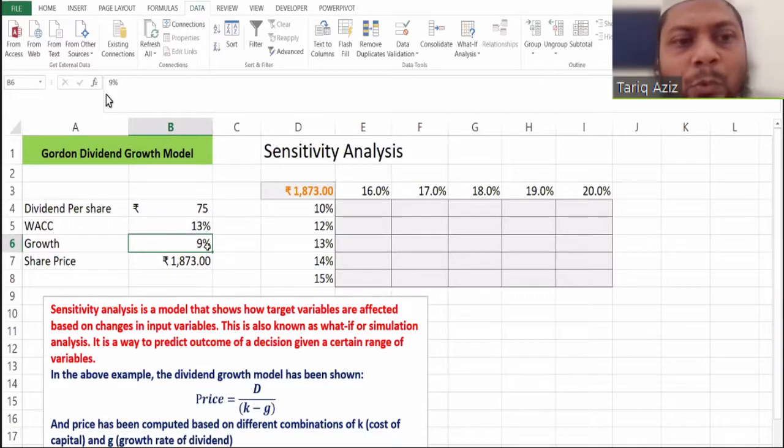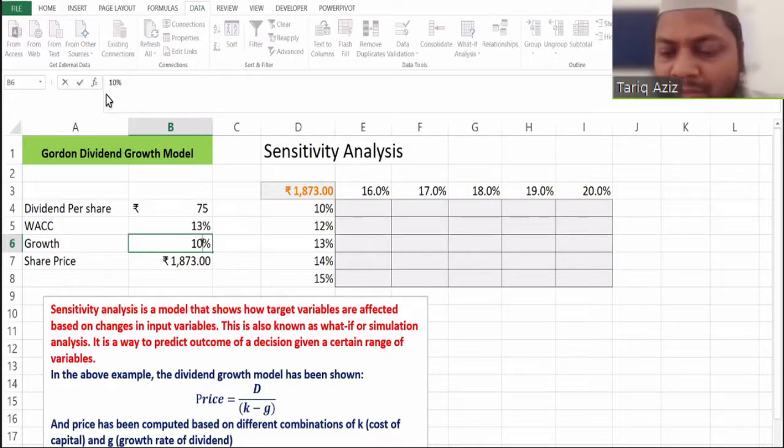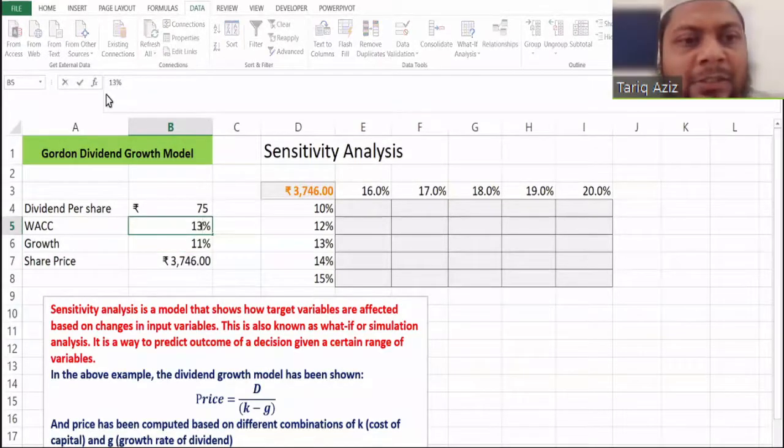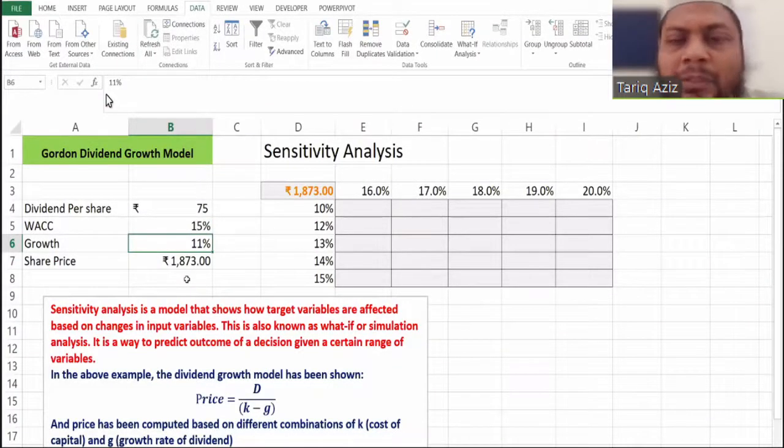If we change the growth rate from 9 to 10 or 11 or 12, say, let us change it to 11, or let us increase the cost of capital to 15%, etc. So there are different possibilities and combinations which are possible. And as a financial manager of a company, we are interested in knowing the different outcomes which are possible based on the change in the cost of capital and the growth rate of dividend.